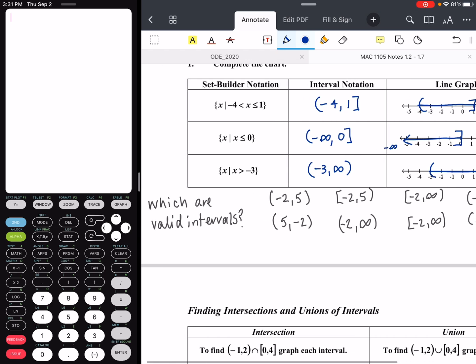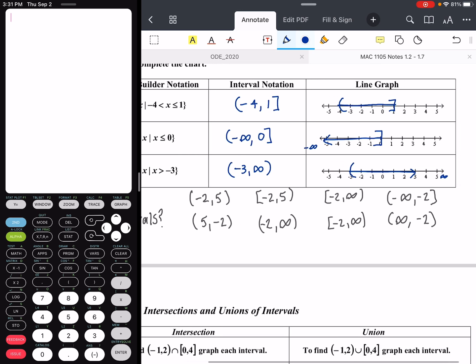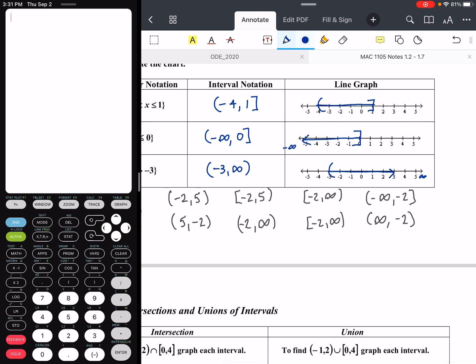All right, so just to recap, which of these that I drew over here could be valid intervals? So -2 to 5, rounded parentheses all the way around, that could be a valid interval. But 5, -2 couldn't be. 5 would be to the right, and -2 would be to the left on the number line. So that could not be a valid interval. -2, 5 with that square bracket at -2, that looks fine to me. -2 to infinity, that looks fine to me, no problem there. Square bracket, -2 to infinity, that looks fine.